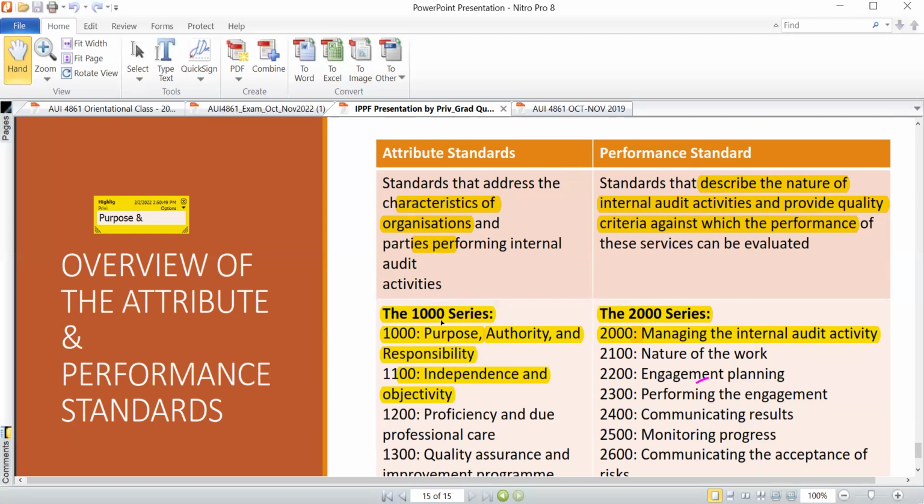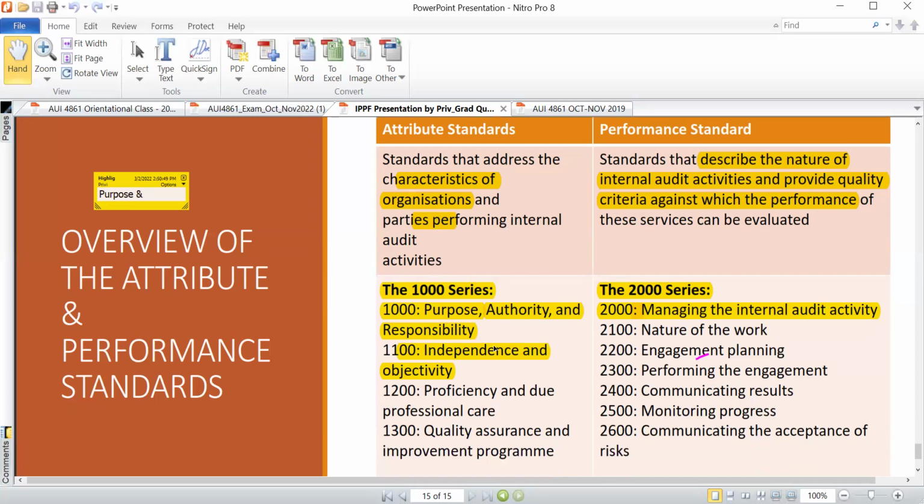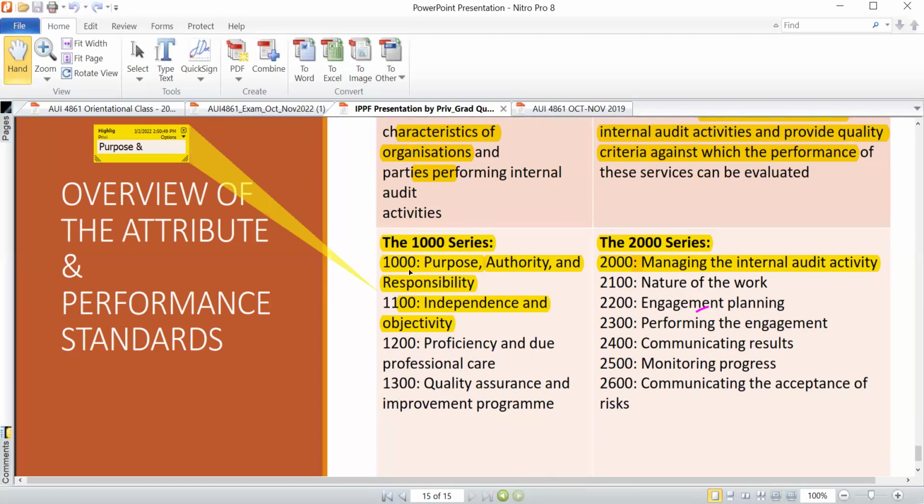So now attribute standards can be articulated as the 1000 series, and as you can see outlined, we'll be looking at standard 1000, dealing with the purpose, authority, and responsibility of the internal auditors in the organization. We'll also look at standard 1100, dealing with independence and objectivity of the internal audit function within an organization. We'll look at standard 1200, dealing with proficiency and due professional care of internal audit activity within an organization. And last but not least, with attribute standards, we'll look at standard 1300, dealing with quality assurance and the improvement program for the internal audit function, right?